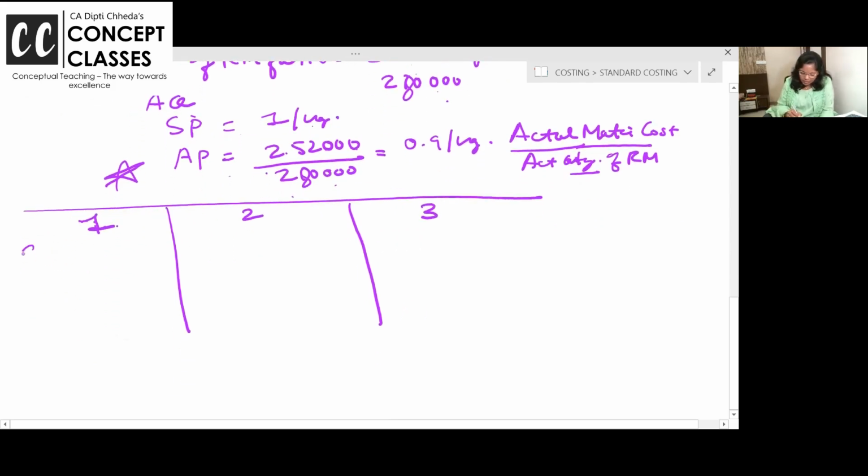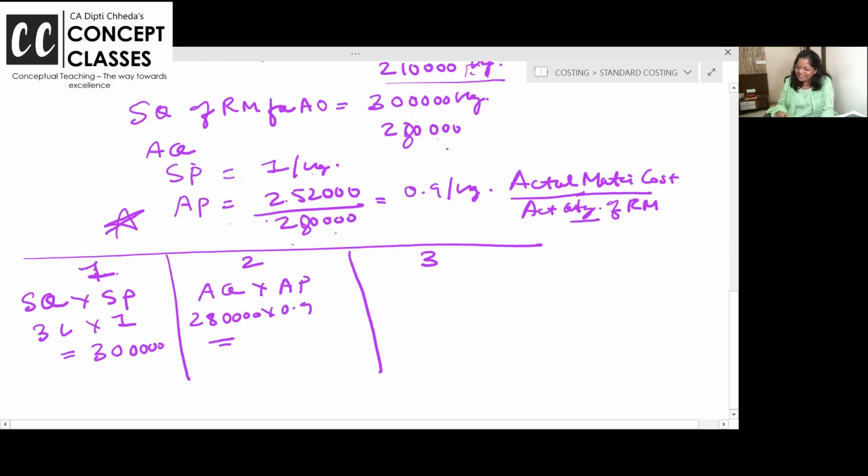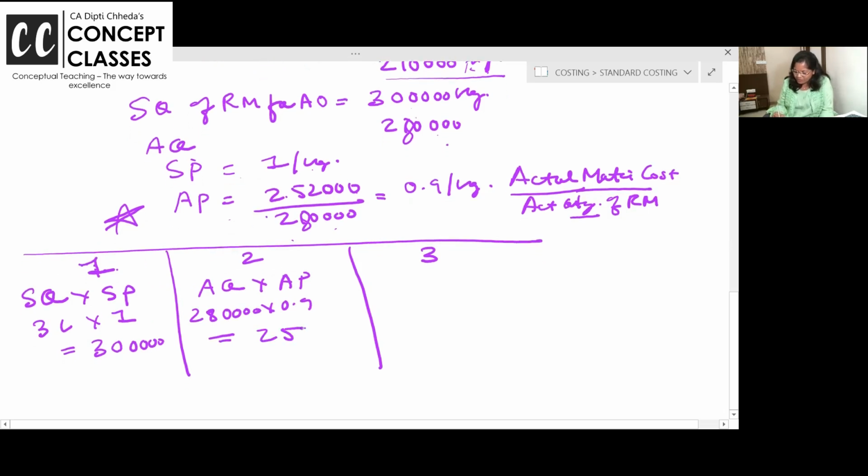What is the first column? Standard quantity into standard price. What is standard quantity? 3 lakh, into standard price 1. So the answer is 3 lakh rupees. Actual quantity into actual price. Actual quantity is 280 into 0.9. Already the actual cost is ready, 252. That's why I said there is no need to write this.